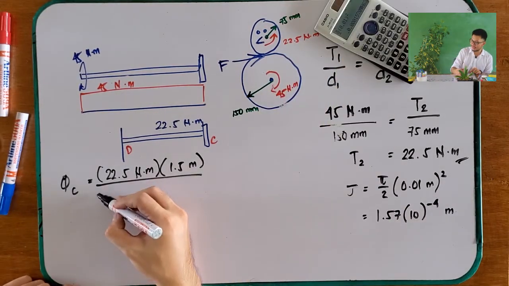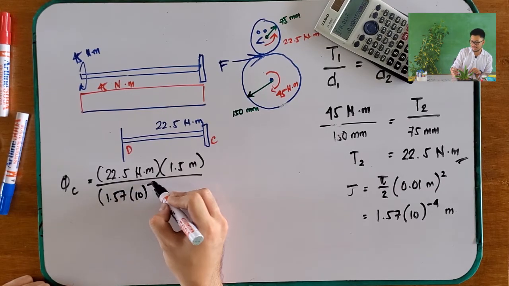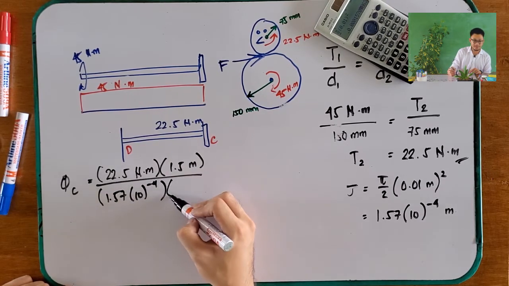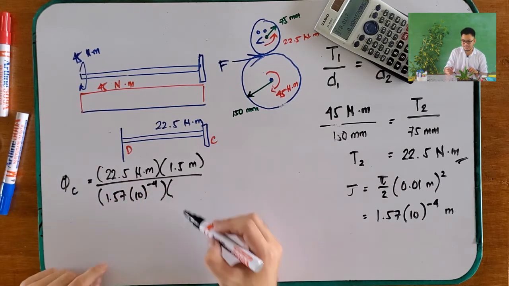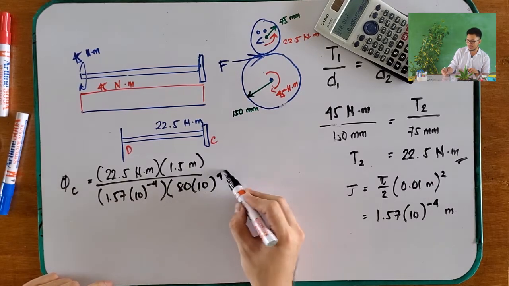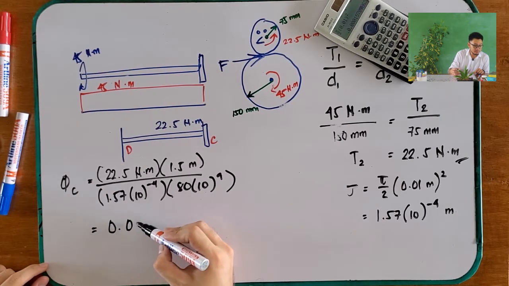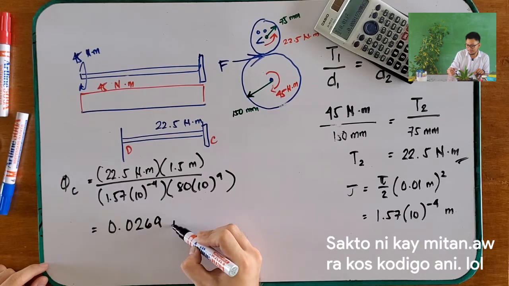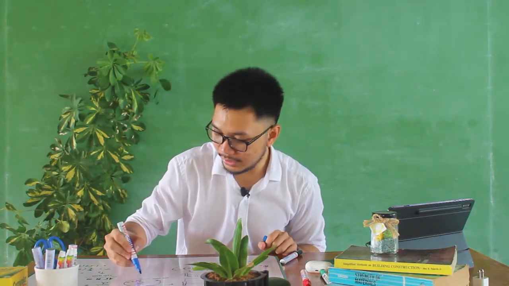Okay? And again, that is 1.57 times 10 to the negative 4. And your G is 80 gigapascal, so Newton meter man ta, so 80 times 10 to the power of 9. And we will arrive at an answer of 0.0269 radians. Okay? So, unsay nahitabo diri sa atong snowman? Atong ibalik lang ang drawing.